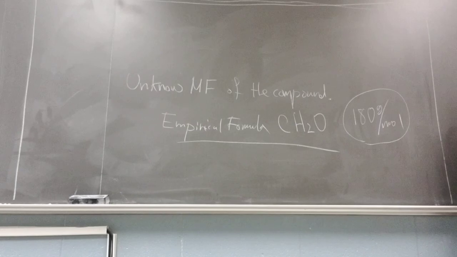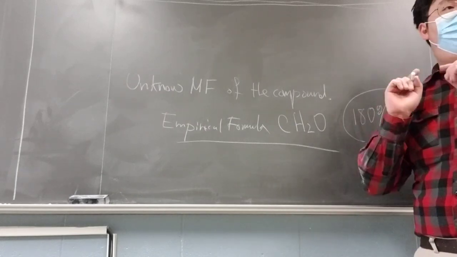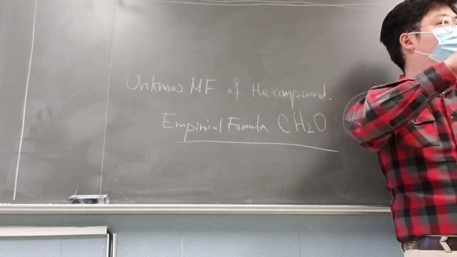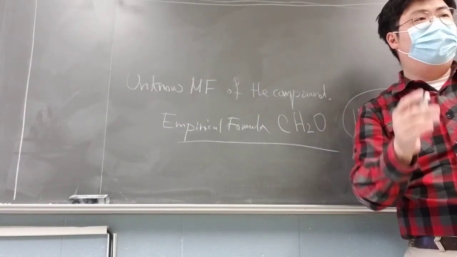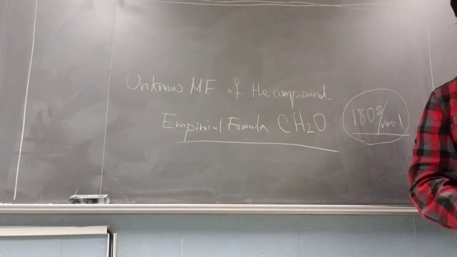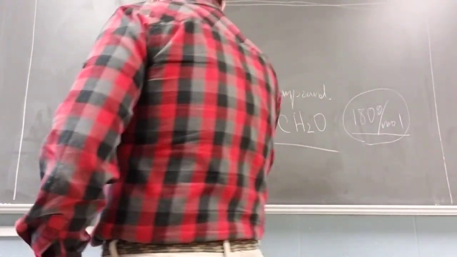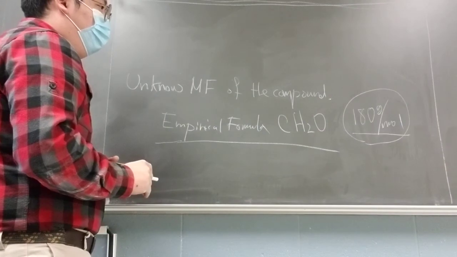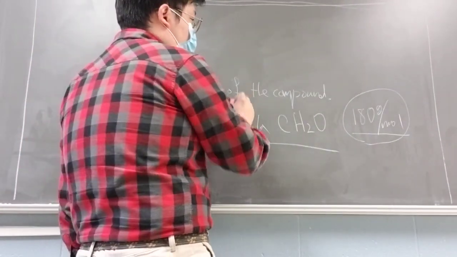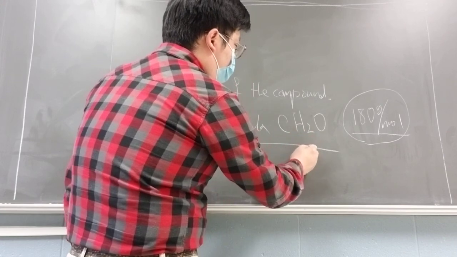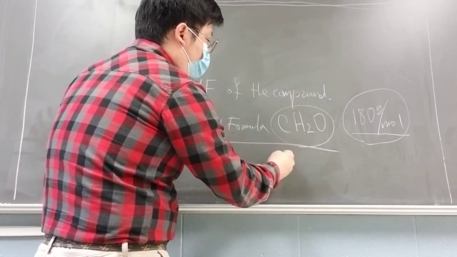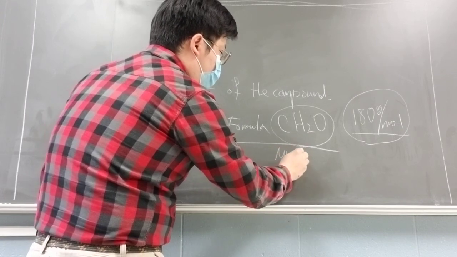So in here, you're actually going backward. You know the empirical formula, and now you're trying to find out the molecular formula if you have the molecular weight of the compound. In this case, this is also quite easy, with simple steps that you need to follow to get the actual molecular formula. When you get the empirical formula here, try to get its weight.